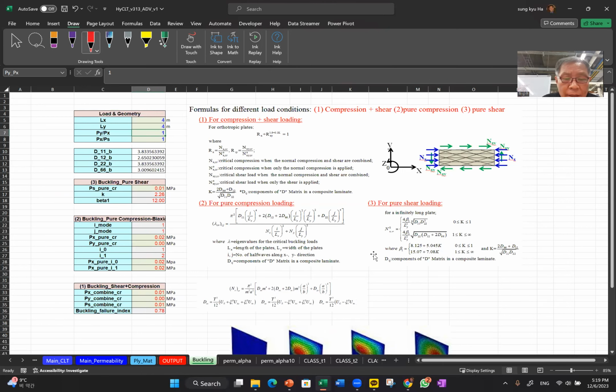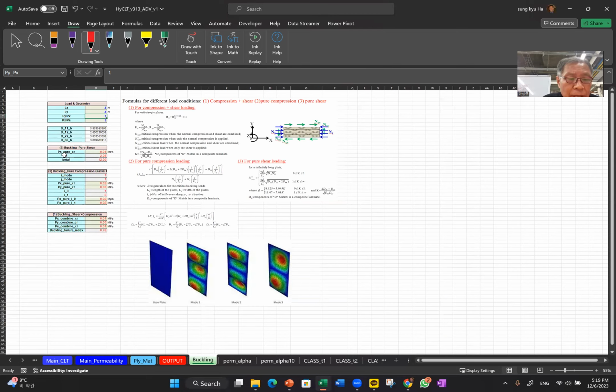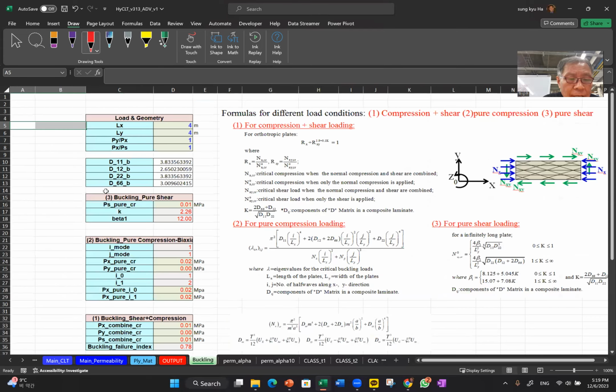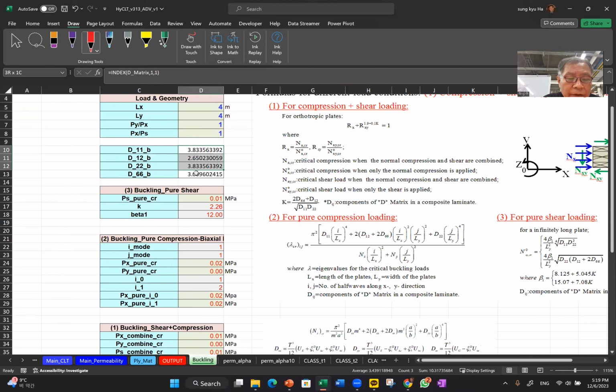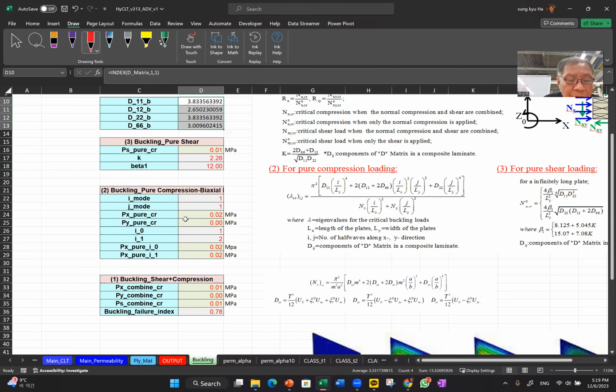I don't mean to cover everything, but I just want to give you an idea that this bending stiffness can be calculated from this one, and then using this one, you can understand this.